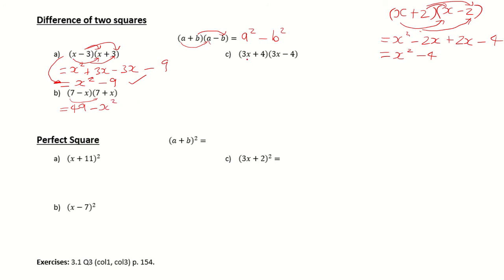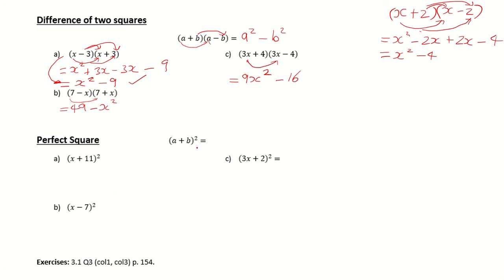And finally this last one, because the middle terms are going to cancel out. So we're going to have 3x times 3x, which is going to be 3 times 3 is 9, x times x is x squared. We don't need to worry about the middle terms, because they're going to cancel out, because this is the difference of two squares. And then we're going to have 4 times negative 4, which is negative 16. So that's how we use the difference of two squares to make our life easier.